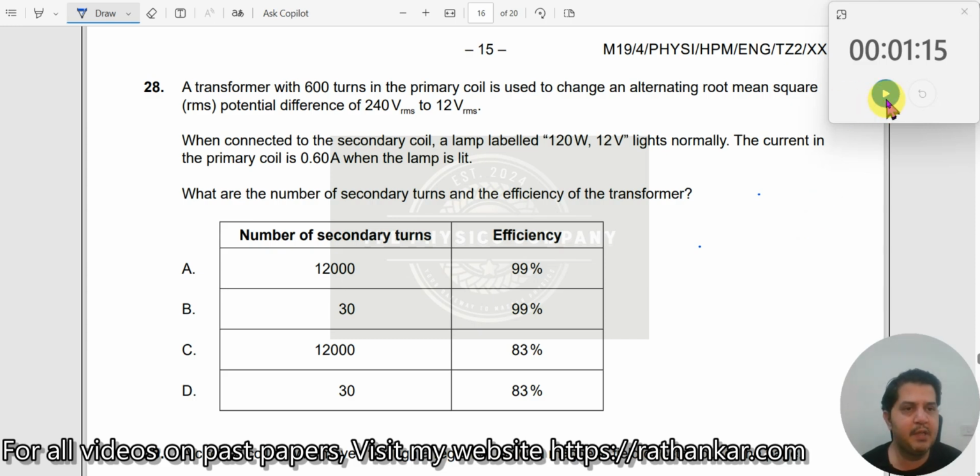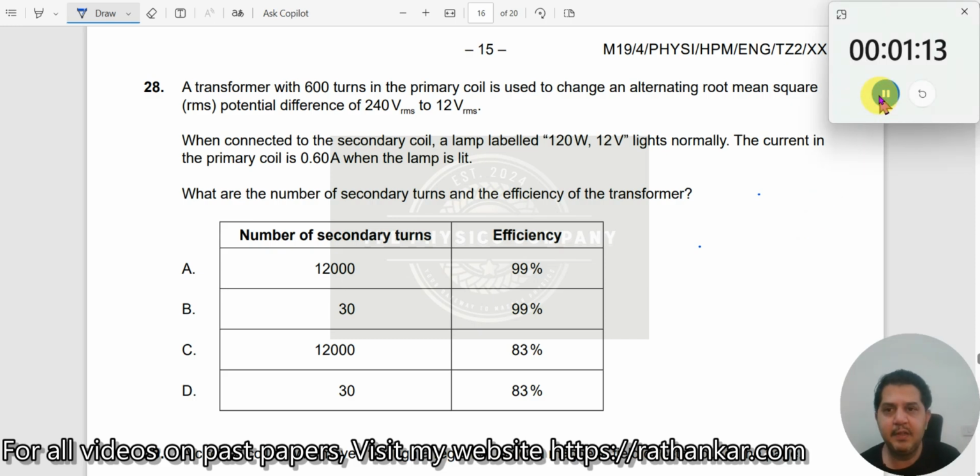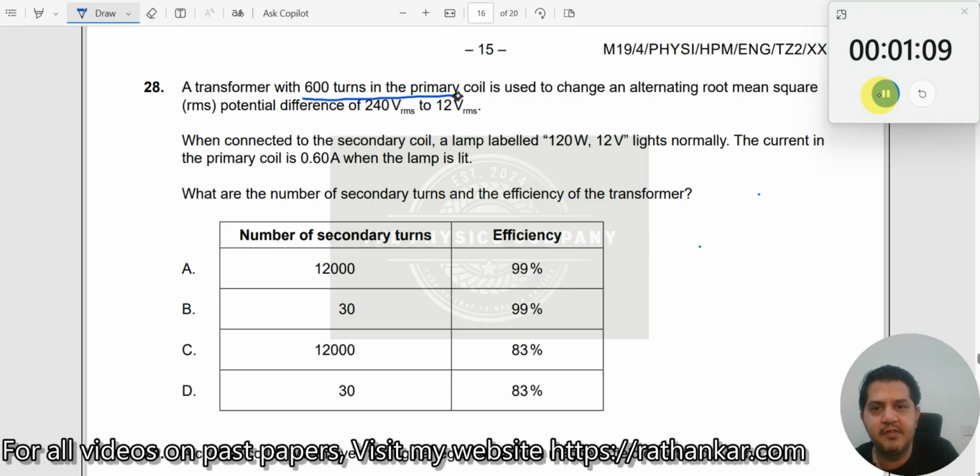Okay, question number 28. A transformer with 600 turns in the primary coil, N primary is given, is used to change an alternating RMS value potential difference from 240 to 12 volts, which means what? This is your primary voltage and this is your secondary voltage.